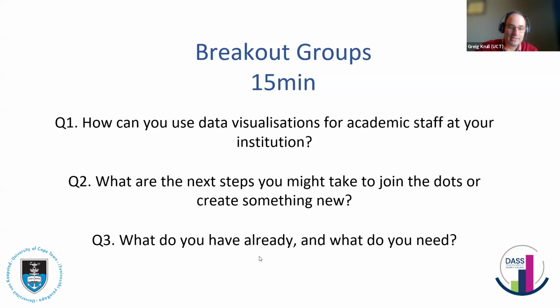And again, recognizing that each institution is different and may have different things. Like Stephen said earlier, there may be certain things that work well at your institution, and some things that work less well, and that will affect the ways in which you take this forward. And then question 3, in terms of what sort of data do you have access to already, or resources or things like that, and what do you still need?